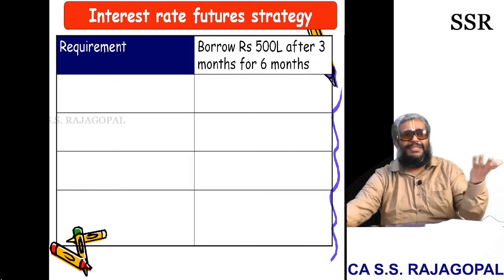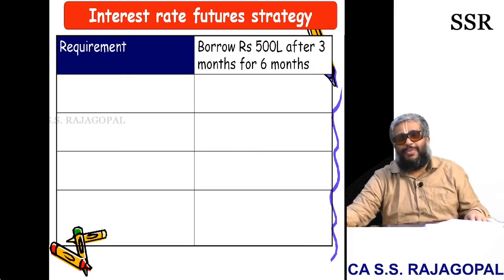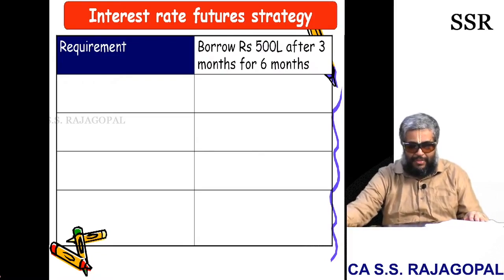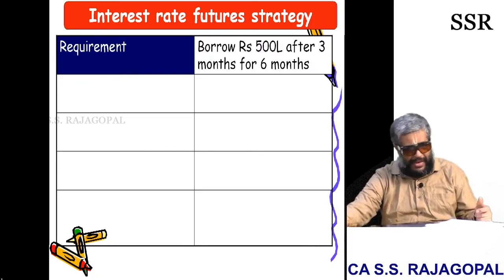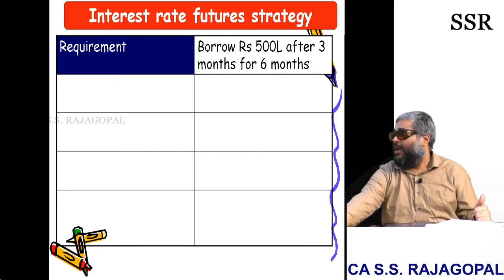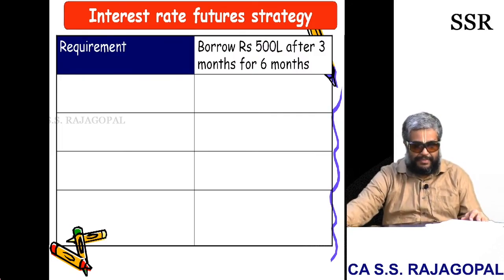Change euro to rupees. Don't question the answer, change the question. Okay. Borrow rupees 500 lakhs after 3 months for 6 months.